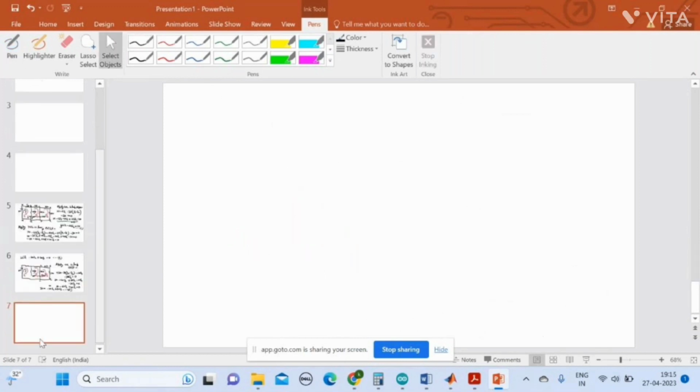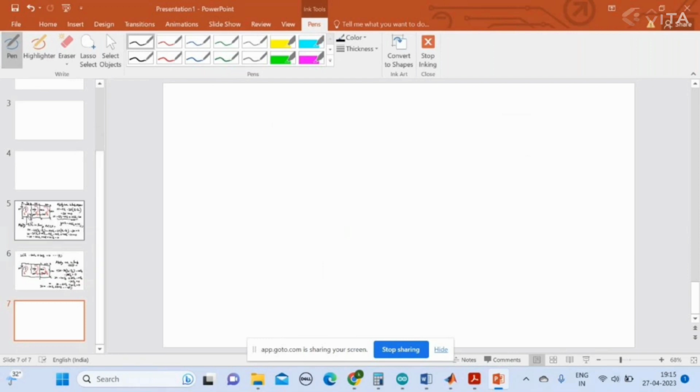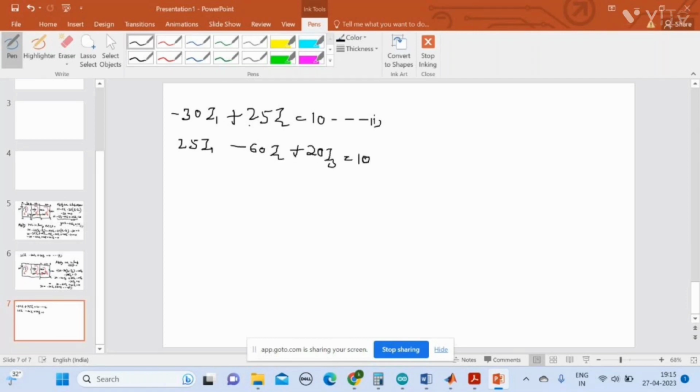Now we have got three equations by applying KVL in three loops. I am rewriting these three equations. First equation is minus 30 I1 plus 25 I2 equal to 10. This is equation first. Second equation will be 25 I1 minus 60 I2 plus 20 I3 is equal to 10. This is the second equation. And the third equation will be minus 20 I2 plus 60 I3 is equal to 30. This is the third equation.